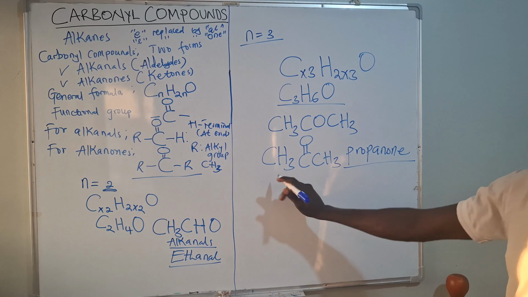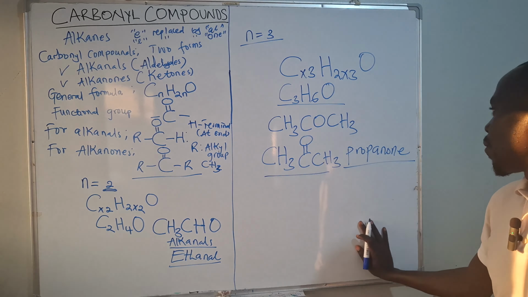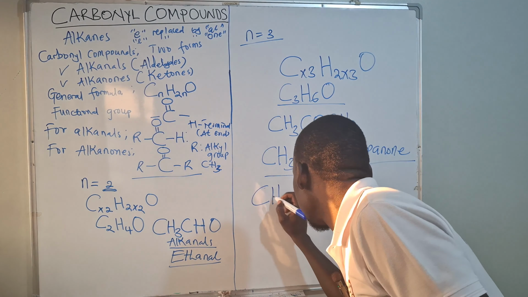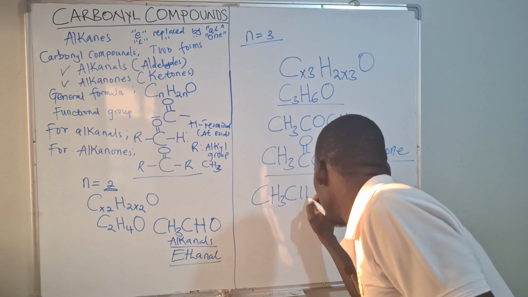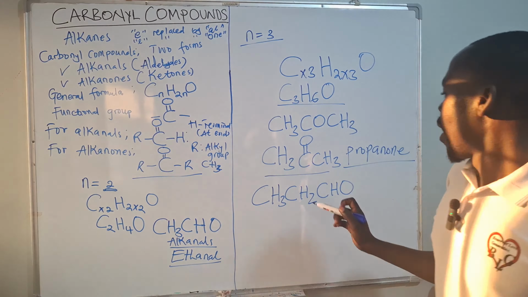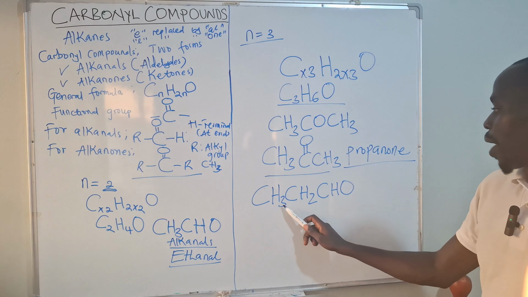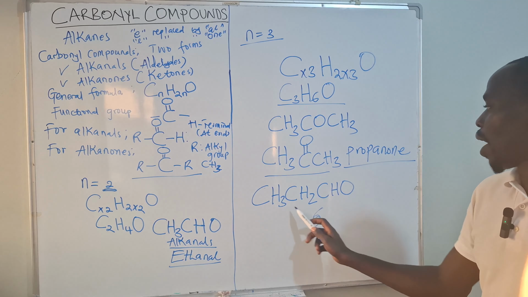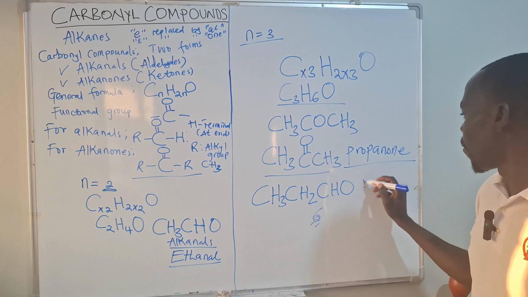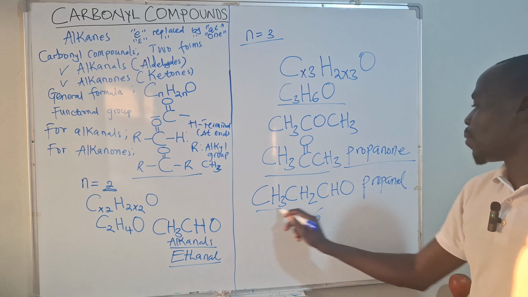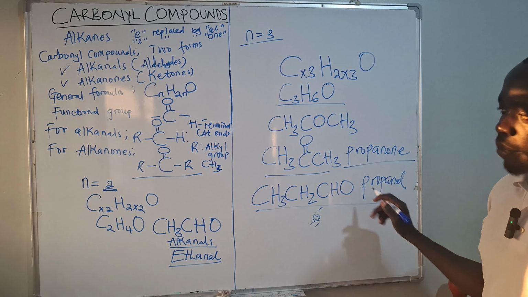Now, this one can be written to bring propanal. How? I can say I'll have CH3, CH2, CHO. I'll count the hydrogen atoms: I have 3 plus 2 plus 1, so I'll have 6 hydrogen atoms. Then I have 1, 2, 3 carbons. So this one becomes propanal. Now this is just the introductory part, so let's meet in the detail.